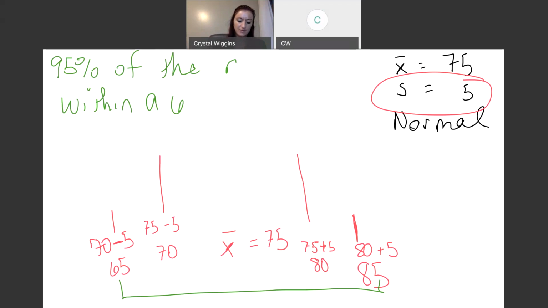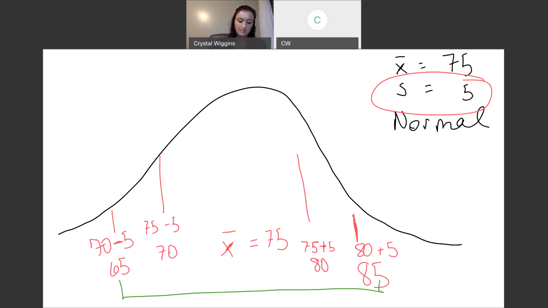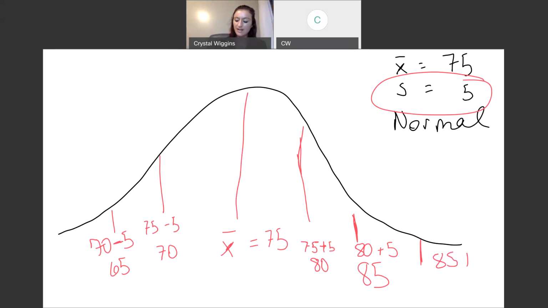No, I lost my curve. I'm going to have to draw that back in as I was erasing. I'm drawing my lines. Here we go. So I'm going to go out one more standard deviation on the right and take 85 and add another 5 to get 90. Another standard deviation on the left: 65 minus 5 to get 60.